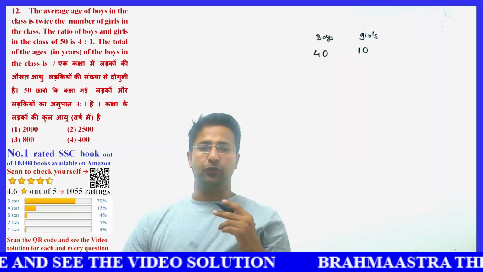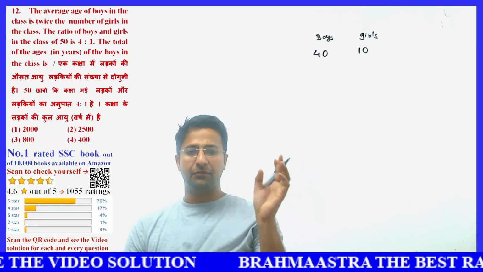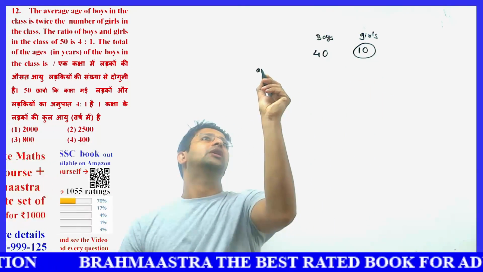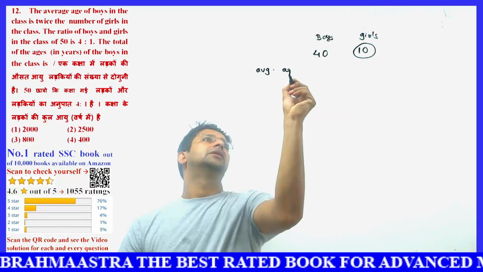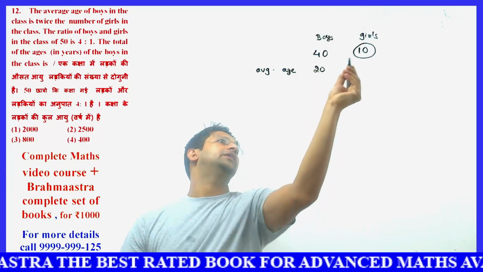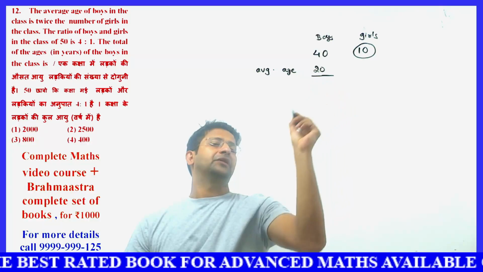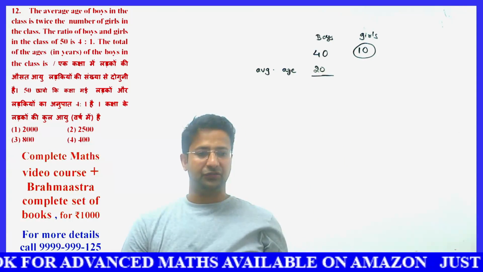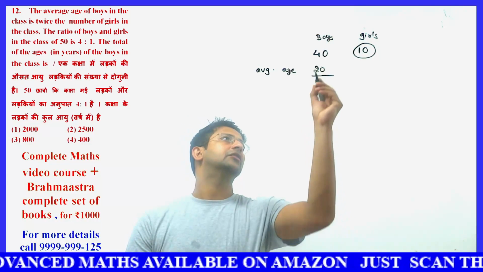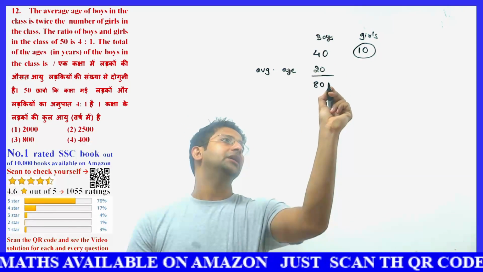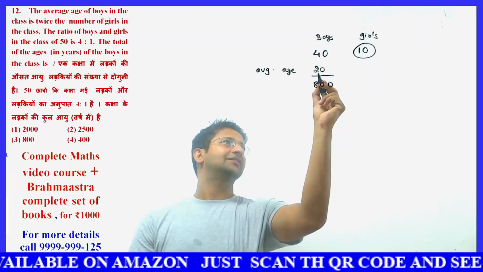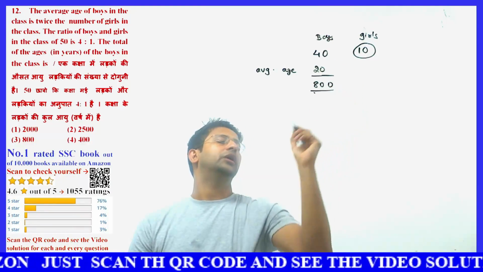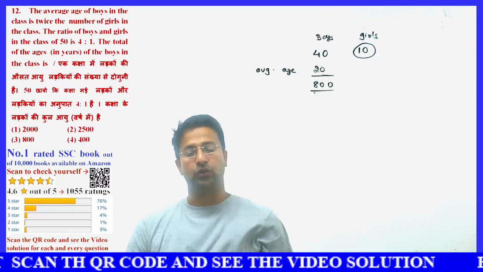The average age of boys in the class is twice the number of girls in the class. So the number of girls is 10, and the average age of boys is twice of this, which is 20. Okay, so far clear? You have to determine the total of the ages of the boys. The total of the ages of boys will be 40 into 20, where 20 is the average age of one boy. There are 40 boys, so 40 into 20 will give you 800 years in total.